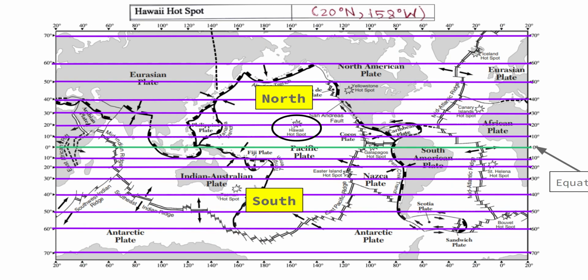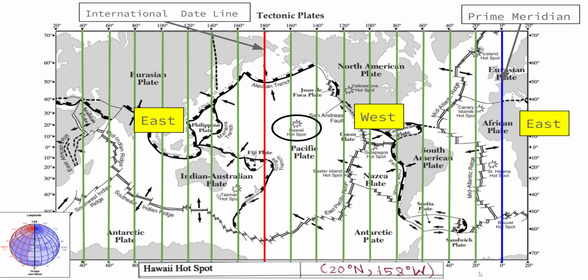So Hawaii hotspot is around 20 degrees north right here. It's 20 degrees north of the equator, and it's 158 degrees west of the prime meridian. Your number can be plus or minus 2 from mine.